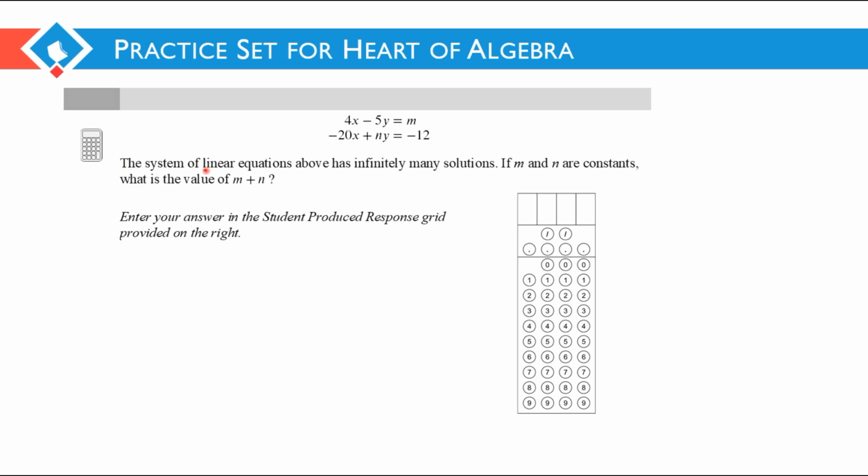The system of linear equations above has infinitely many solutions. If m and n are constants, what is the value of m plus n? Now this one is actually pretty straightforward because it tells us that it's linear equations and it has infinitely many solutions. So it could only be two possibilities.